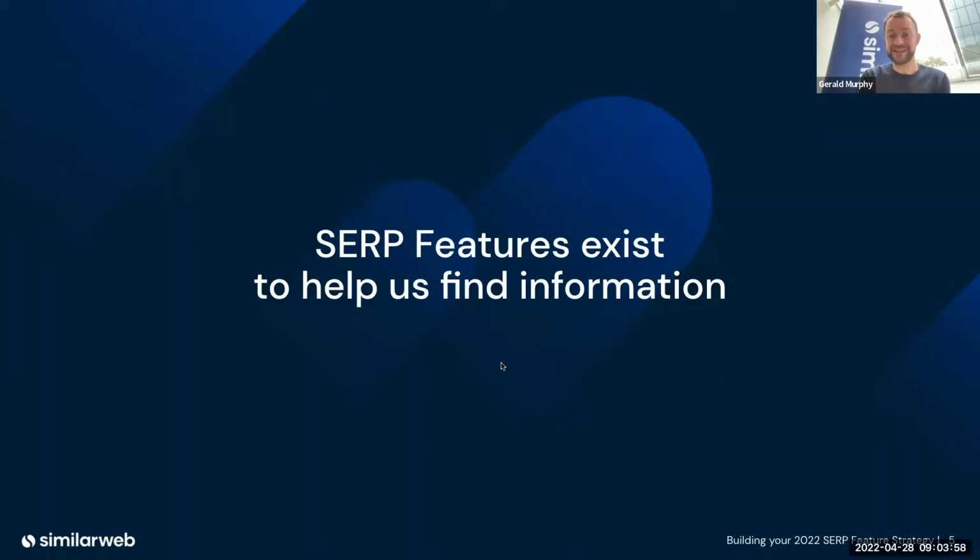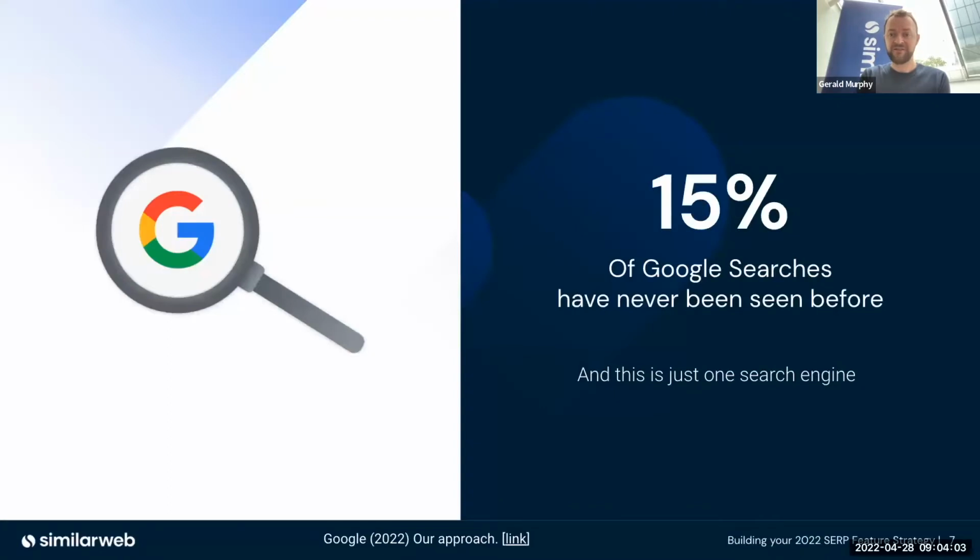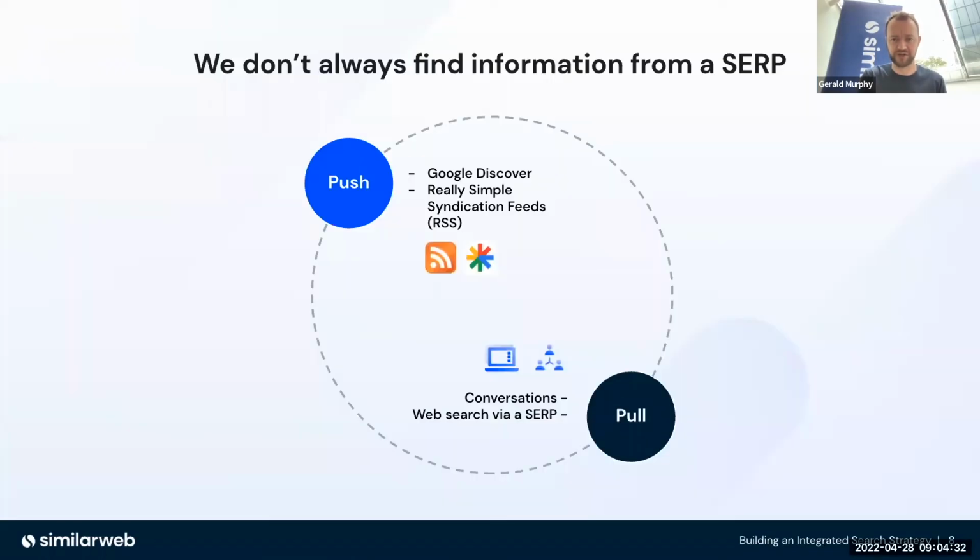SERP features simply exist to help us find information, but it's complex. 15% of Google searches have never been seen before, and that's from just one search engine. There are over 20 free access search engines that are regularly used worldwide, for example, Bing and DuckDuckGo. And when we start thinking about what type of behaviors happen on those search engines, it can be massively different than what it is on Google. So understanding the SERPs and understanding your keyword performance on multiple search engines is absolutely critical for all digital marketers.